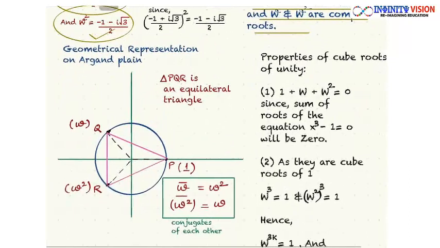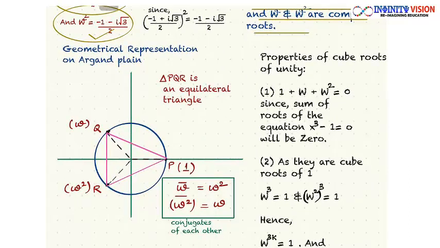Now the geometrical representation on the Argand plane. If this is an Argand plane, this is going to be your real axis and this is going to be your imaginary axis. I am going to draw a unit circle whose center is the origin. Now it will cut the x-axis at P, and let's say I'm going to draw 3 equi-spaced points P, Q, R. This Q is going to be omega and R is going to be omega square. And as you see, omega and omega square are mirror images with respect to the real axis. So we can say the conjugate of omega is omega square and the conjugate of omega square is omega. So they both are conjugates of each other.